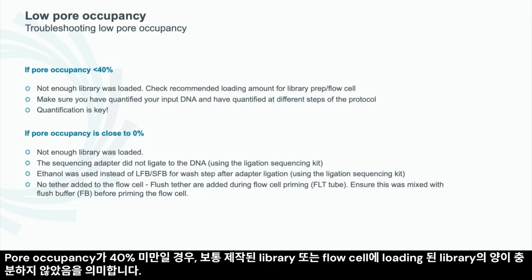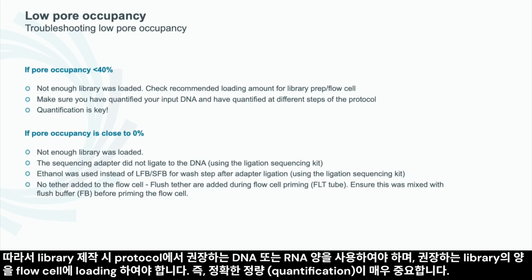When troubleshooting pore occupancy and library performance, if you see pore occupancy below 40%, then usually that means that not enough library was prepared or loaded onto the flow cell. Therefore, quantification is key for success.